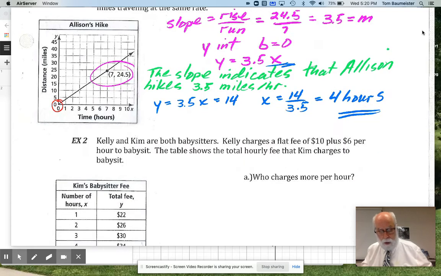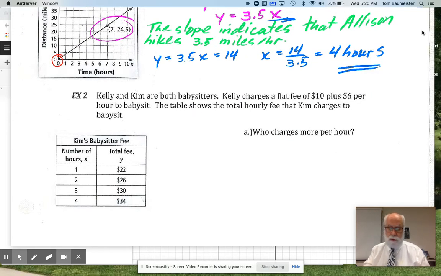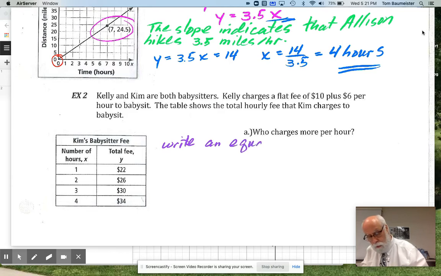Okay. So example 2, Kelly and Kim are both babysitters. Kelly charges a flat rate of $10 plus $6 per hour to babysit. The table shows the total fee that Kim charges to babysit. So who charges more per hour? All right. So first thing we are going to do is write an equation for both babysitters.